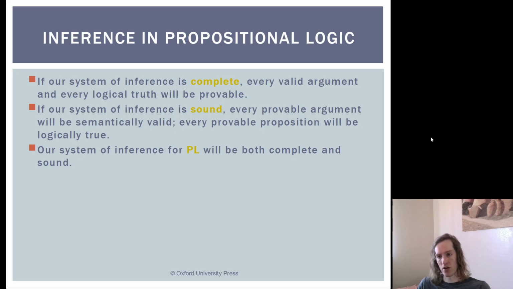So the system of inference is complete. Every valid argument and logical truth will be provable if our system of inference is complete. If our system of inference is sound, every provable argument will be semantically valid. So every provable proposition will be logically true. And our system of inference for propositional logic will be both complete and sound.